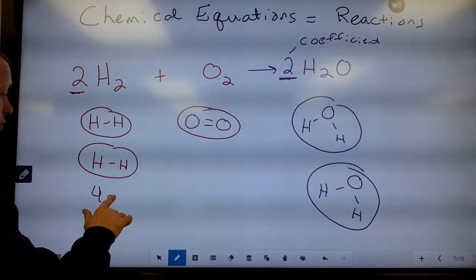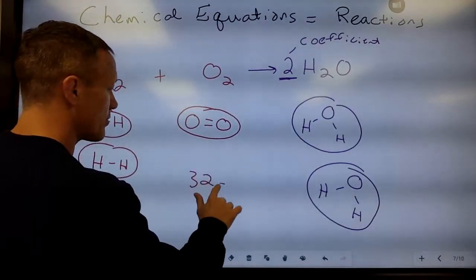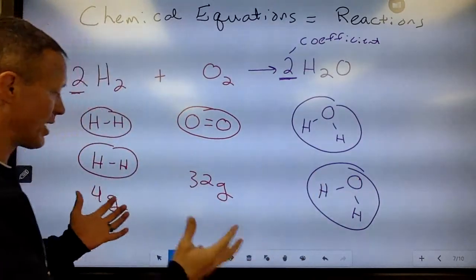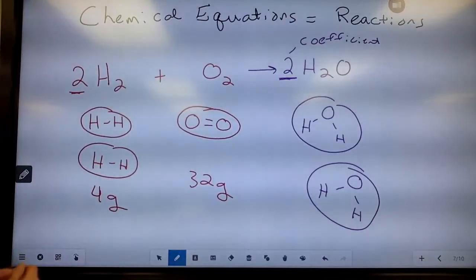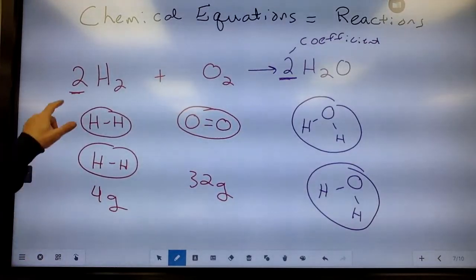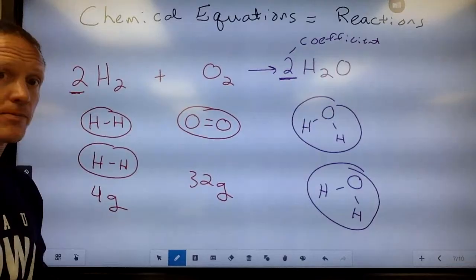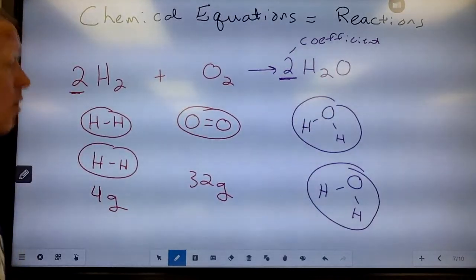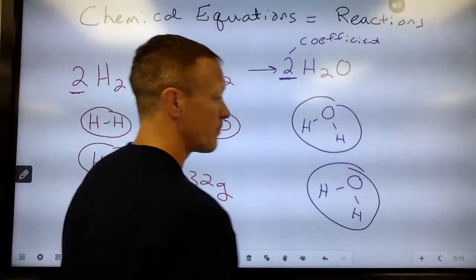So if this was 4 grams and this was 32 grams, these would weigh 36 grams. They'd have to add up to that. Those have to be equal. So we'll put a number out in front of here. That is telling you the number of molecules that you have. Number of molecules.